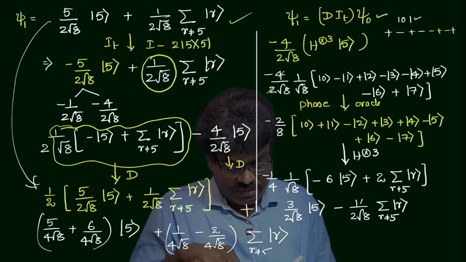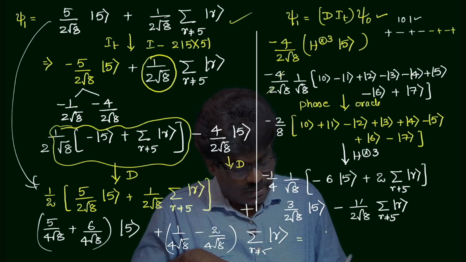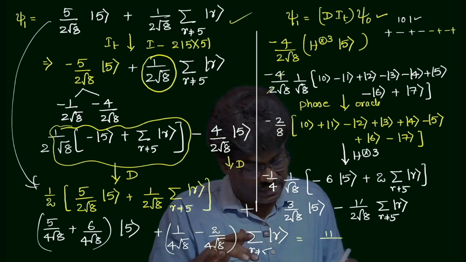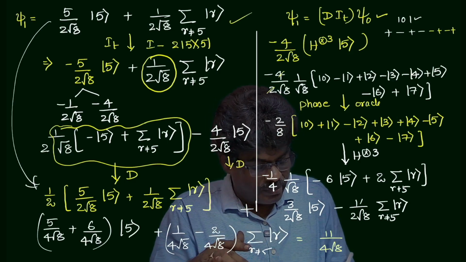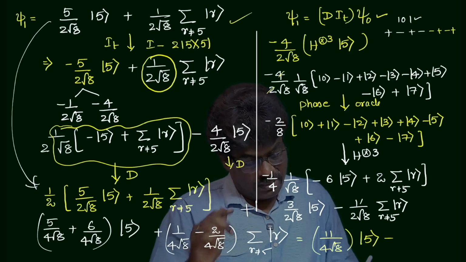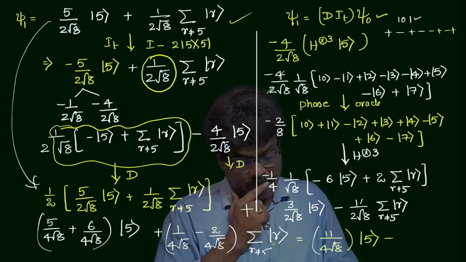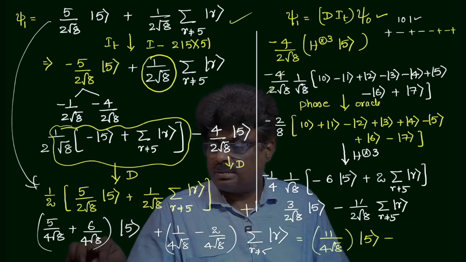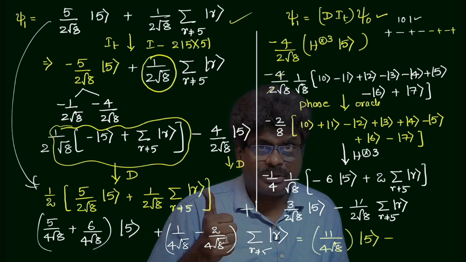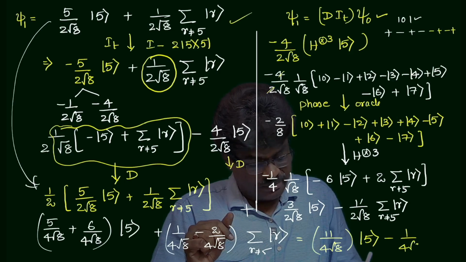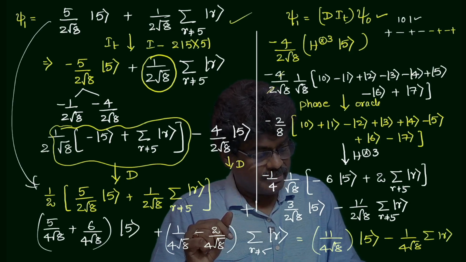Now carefully observe. So here finally we got 11 by 4 root 8, so this is our next psi 2 after second iteration. Plus only. Oh, we should get plus, why are we getting minus? Please wait. No, no, no, correct only, absolutely right. So minus 1 by 4 root 8, okay, so into the remaining states.